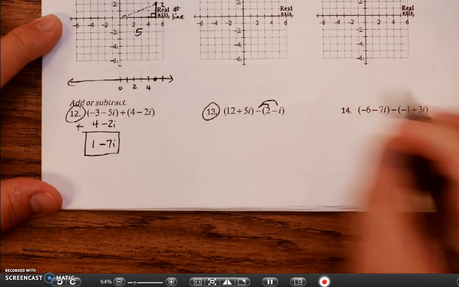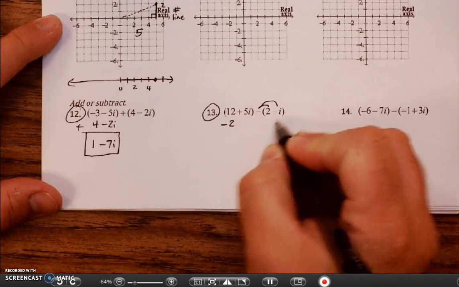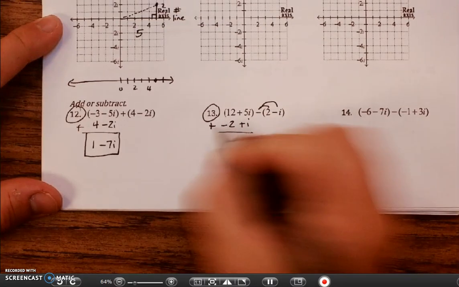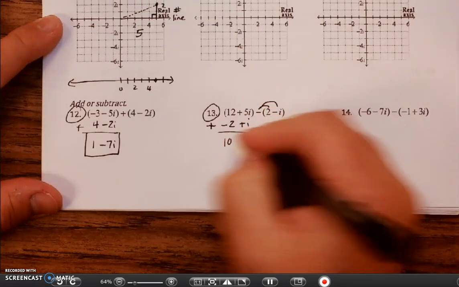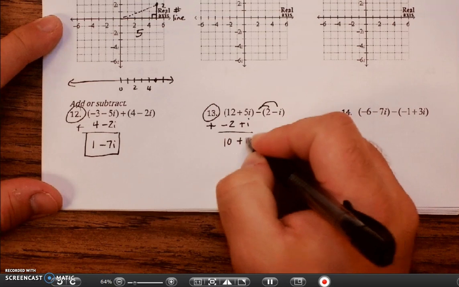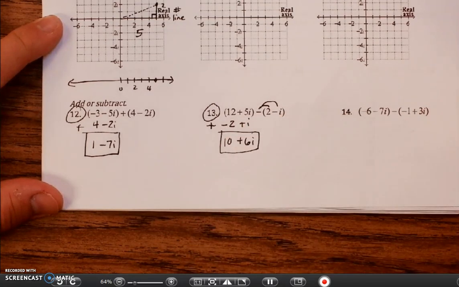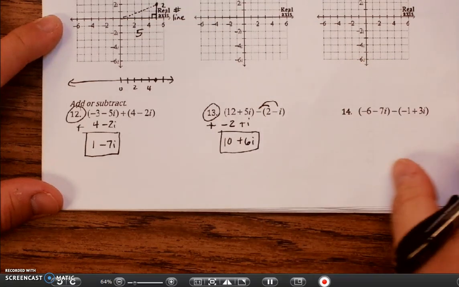I'm going to change this problem to addition by distributing that negative. So I have a negative 2 and a positive i. And now I've changed it from a subtraction problem to an addition problem. So we can get 10 and 6i. And that's as hard as that subtraction problem got. But just remember on the subtraction, you have to distribute the negative.